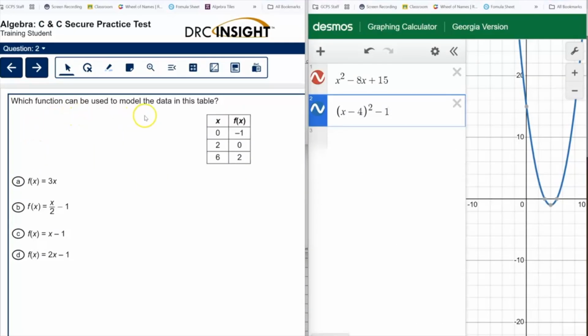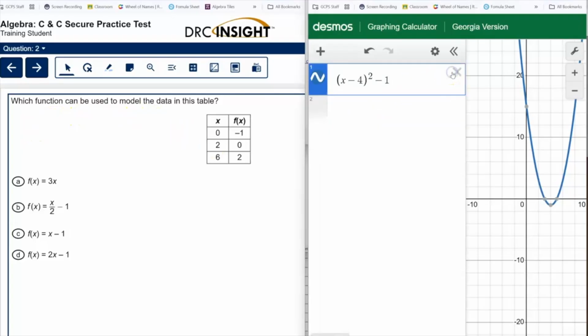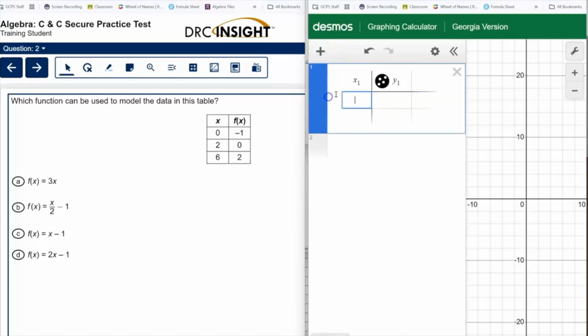All right, for question 2, what function can be used to model this data? Hey, as soon as you see a table, what do I want you to do? Put it in. All right, so let's go ahead and top left plus sign, table. Let's copy in the values as you see them. Double check them to make sure that you copied correctly. Don't want you to get it wrong for no reason.